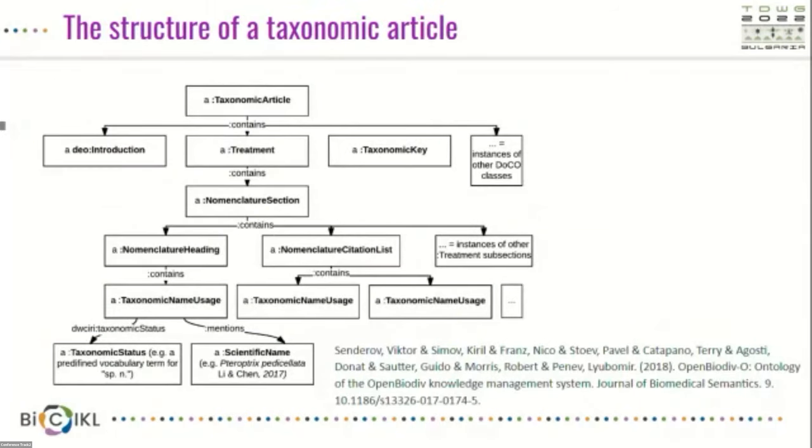So the ontology follows the structure of the taxonomic article, and the one published in 2018, Open BioDiv-O, basically added the missing link between the existing ontologies we already have and the one we need to use for our exact purposes in biodiversity.